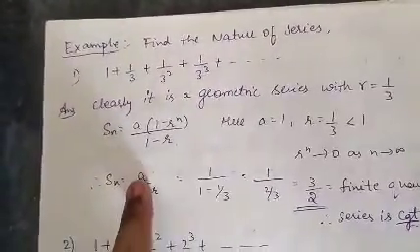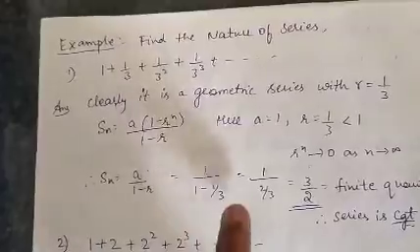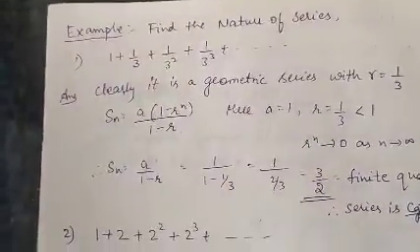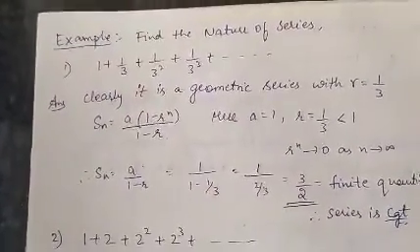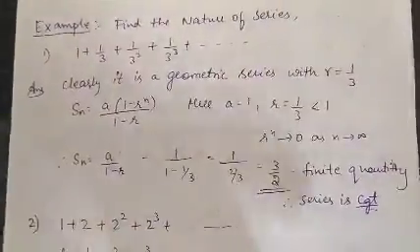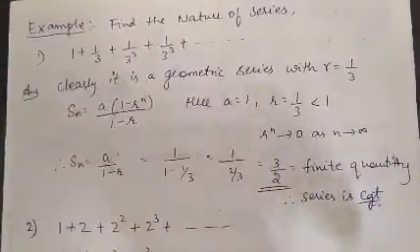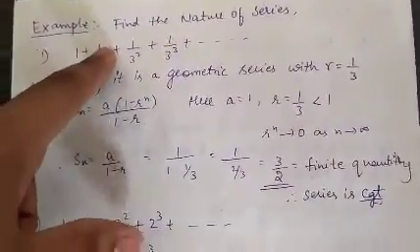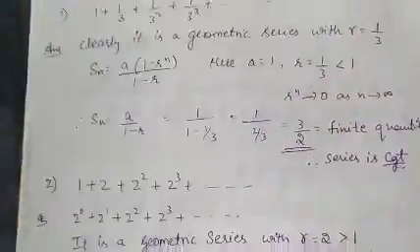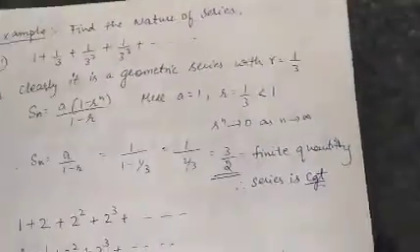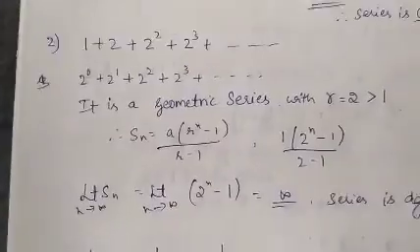So what is remaining is only a by 1 minus r. a is 1, so 1 by 1 minus 1 by 3, which is 1 by 2 by 3, which is nothing but 3 by 2, which is a finite quantity. So what are you going to say? Therefore this series is convergent. Okay, similarly we go for the next problem.